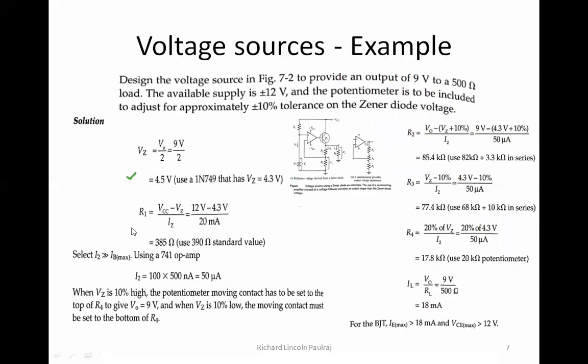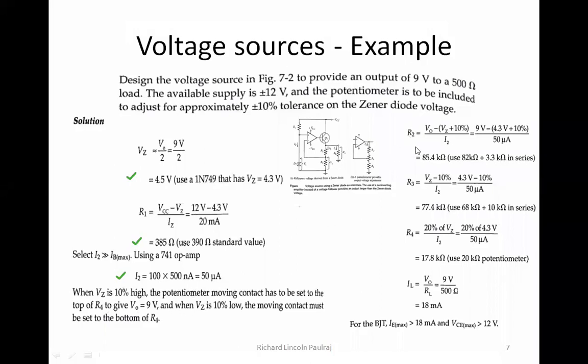This is good. Fine. So 10% higher, which means the contact will be moving to the top of R4 to give V0 equal to 9 volts. And when VZ is 10% low, the moving contact must be set to the bottom of R4. So R4 here is basically the potentiometer, with the range from the top of R4 to the bottom. So R4 basically decides the value of your potentiometer.